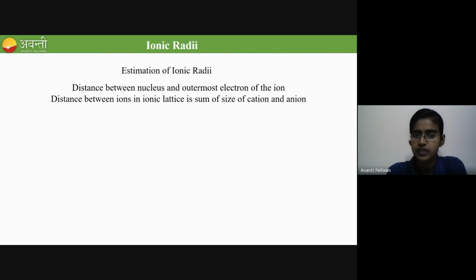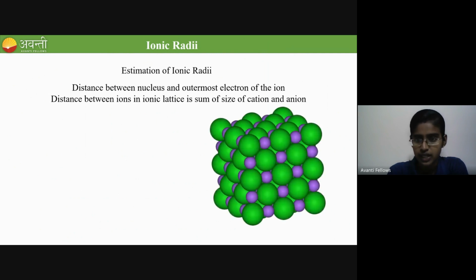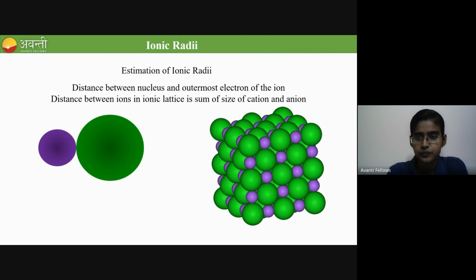The distance between the ions in the ionic lattice is the sum of the sizes of the cation and anion. So this is the ionic lattice. We have cation and anion here. The small purple balls represent the cation, and the big green atoms represent the anion. The sum of the sizes of the cation and anion in the ionic lattice, and the distance between them, will give us the radius of the ion.